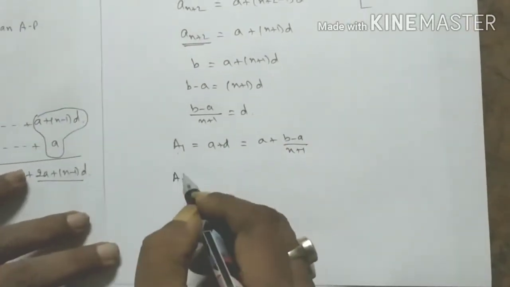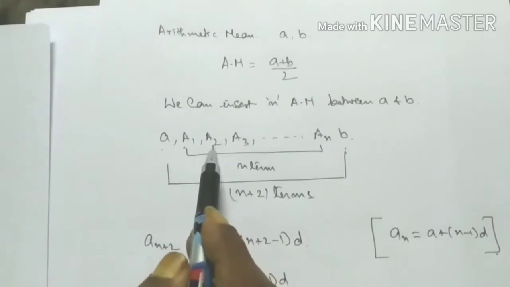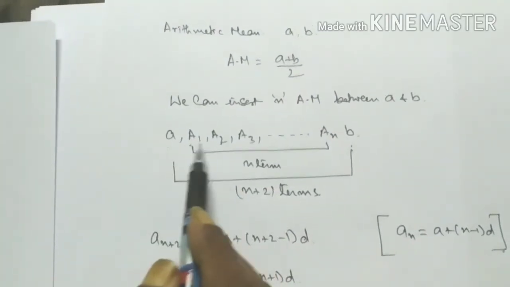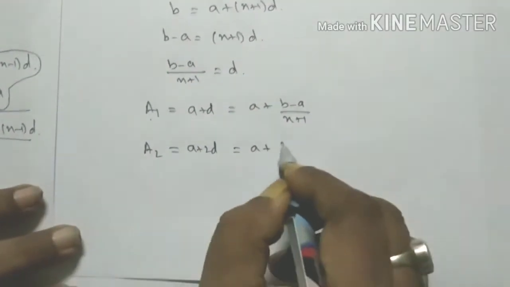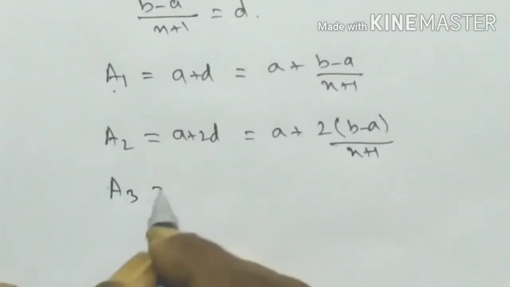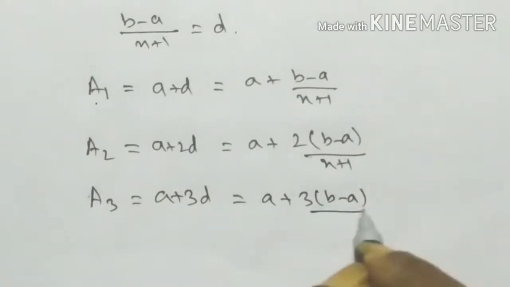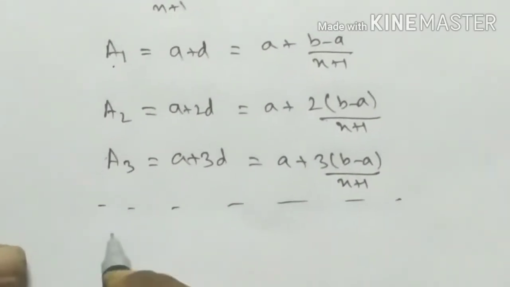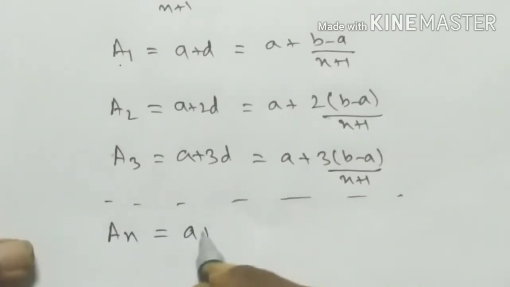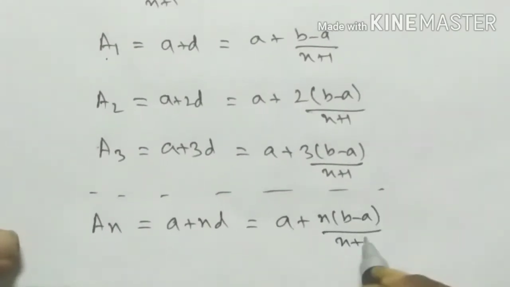Similarly, A2, the second mean, in this arithmetic progression is the third term. So your third term formula is a plus 2d, that is a plus 2 times (b minus a) by (n plus 1). Similarly, A3 will be equal to a plus 3d, that is a plus 3 times (b minus a) by (n plus 1). And like that, the nth mean An will be a plus nd, that is a plus n times (b minus a) by (n plus 1).